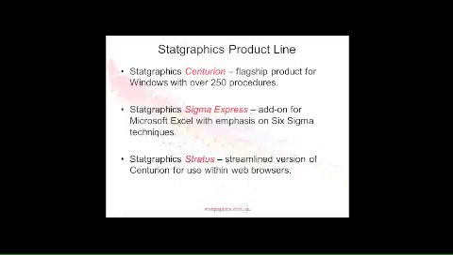There are actually three products now that bear the name Statgraphics. There's Statgraphics Centurion, which is our flagship product that runs on a Windows desktop. There's Statgraphics Sigma Express, which is an add-on for Microsoft Excel, which emphasizes the application of those techniques that are used in Six Sigma. But the product I want to talk about today is Stratus. Stratus is a streamlined version of Centurion that we've developed for use in web browsers.